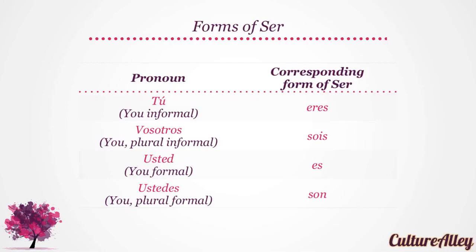Moving on to the formal form of you or usted, with usted we use es. Once again, es. And for its plural version, ustedes, we use son. Can you try saying son? Son. Excellent. Don't worry if you can't remember all of these right now. We'll practice these together as we go along in this lesson.